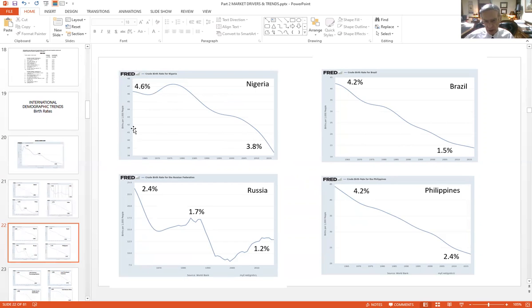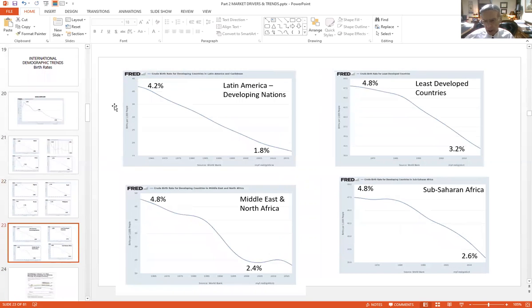So that's where we can expect to see population growing in the future, as opposed to Brazil or Russia or the United States or China. So let's see if we can move on.